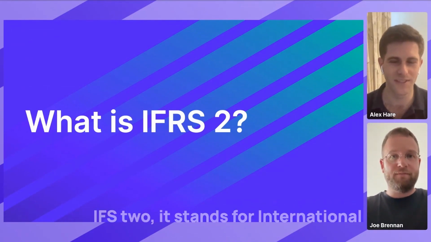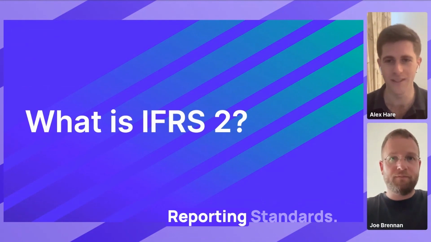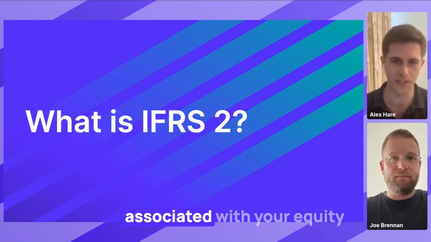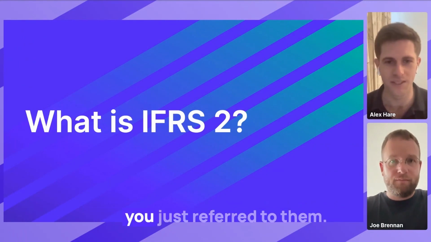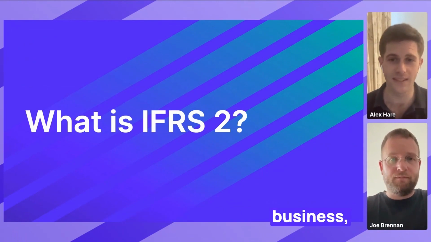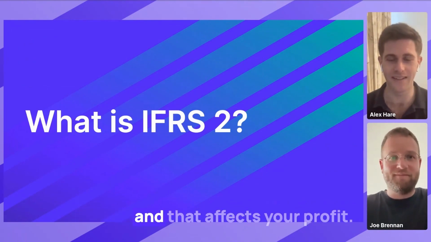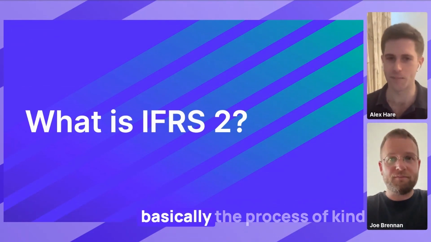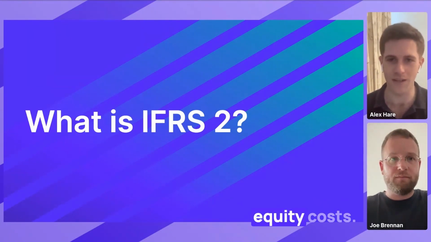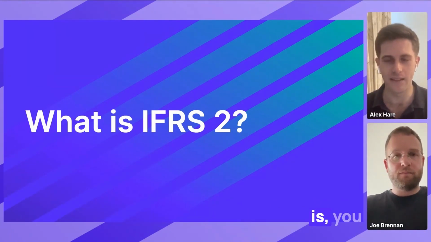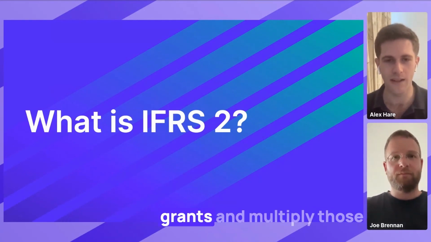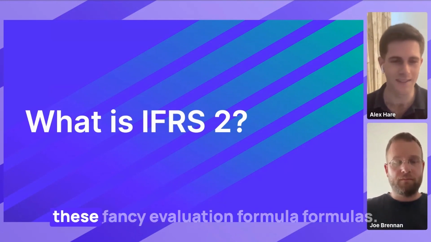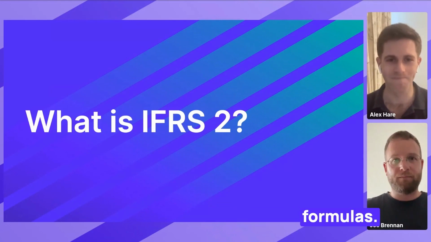Sure. So IFRS 2 stands for International Financial Reporting Standards. And basically what it is, is guidelines on how you should account for the costs associated with your equity grants or share-based payments, as you just referred to them. Because ultimately, as a business, your equity grants do cost you money, and that affects your profit. So it's something that needs to be reported on your income statement. So this is basically the process of accounting for your equity costs. And generally how you do that is you look at the number of shares that are vesting per grant and multiply those by a valuation for that grant using something like Black-Scholes or one of these fancy valuation formulas.